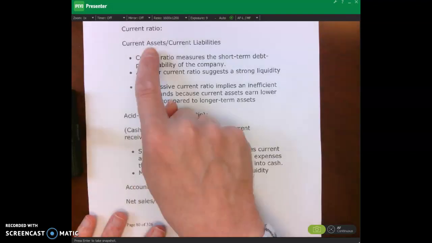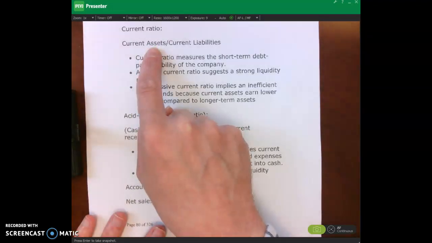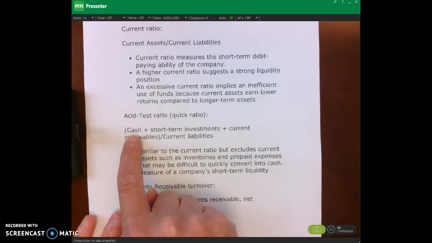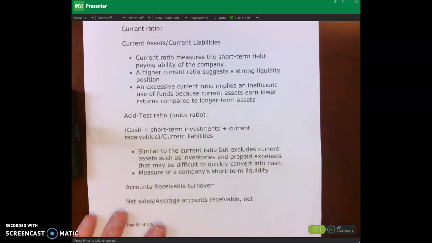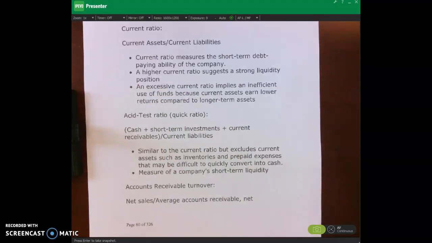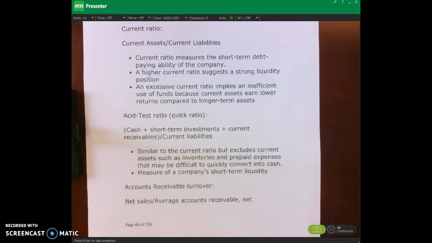So we can have current assets such as supplies, merchandise inventory, or prepaid expenses. Those are examples of current assets, but they are not quick assets. Quick assets that we'll talk about are cash, short-term investments, and current receivables. Okay? So this is another measure of the company's short-term liquidity, and it's similar, as I was saying earlier, to the current ratio, but it looks at those current assets that can be quickly converted into cash without any kind of issues, really. Okay.